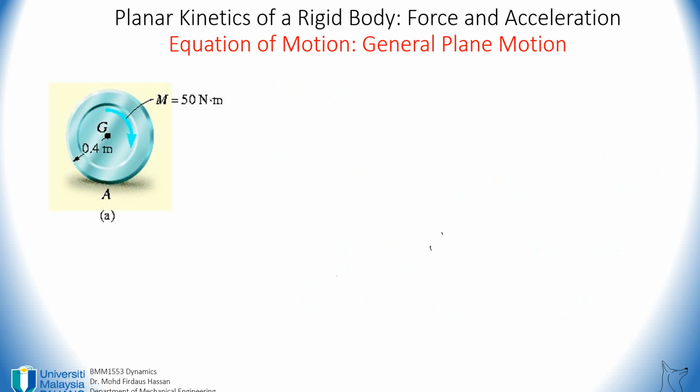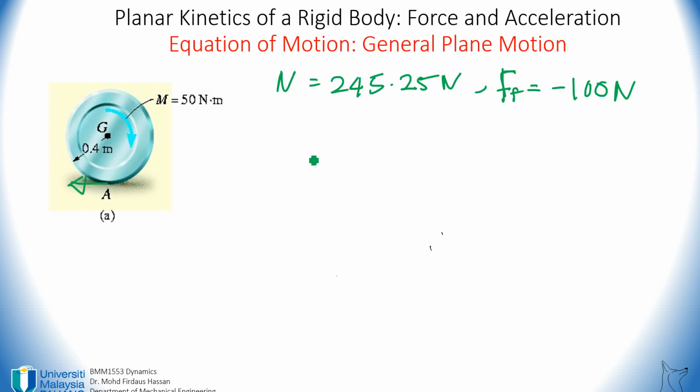You can solve it. So you can get that your N is 245.25 Newton. Ff is equal to negative 100 Newton. It's a bit different from the textbook, because in the textbook it assumes Ff to the right, but I assume Ff to the left. That's why I got negative.